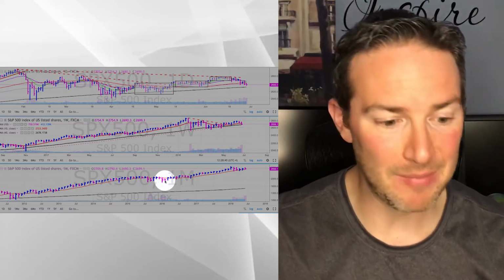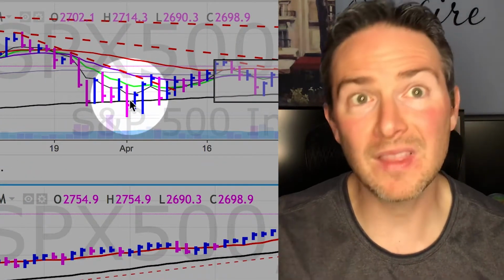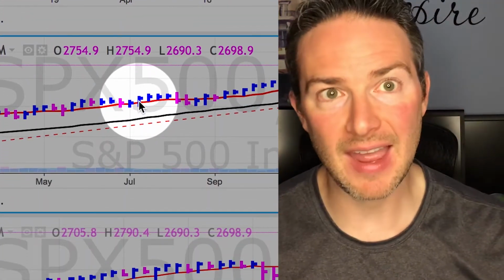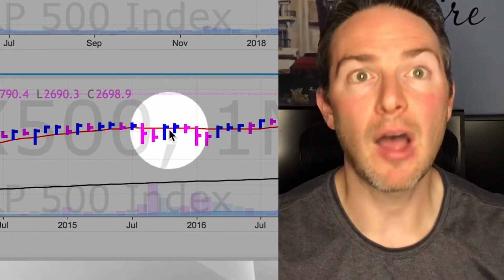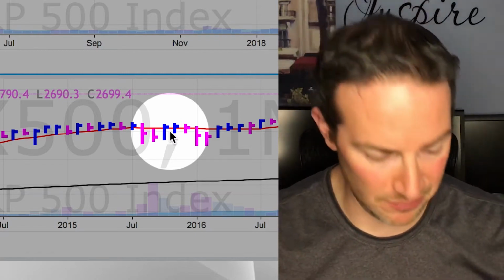So what does that mean? That means that each one of these bars represents 1 day's worth of price action. Over here, we're looking at a week's worth of price action, and down here, we're looking at a month's worth of price action for each individual bar.